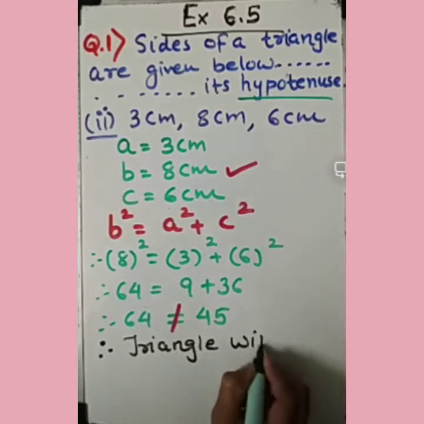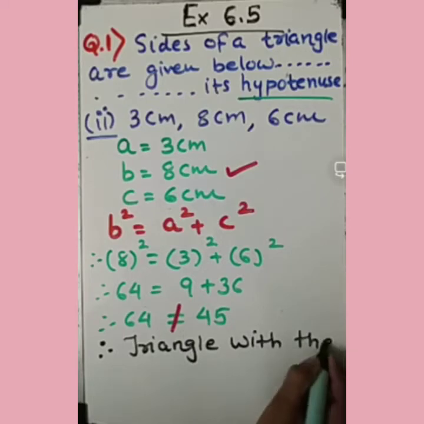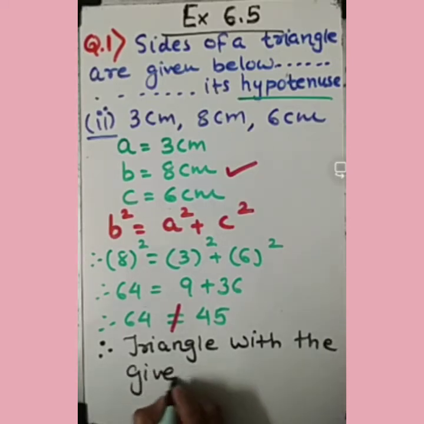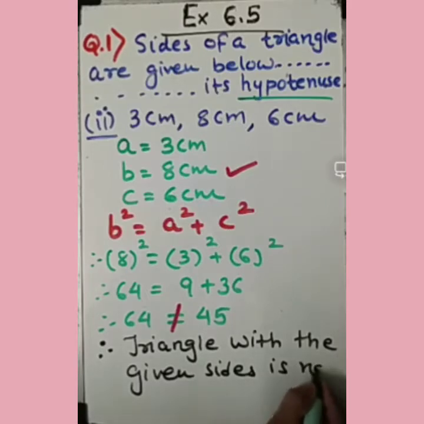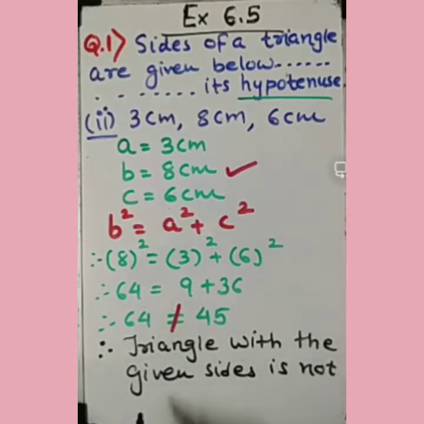Therefore, the triangle with the given sides is not a right angle triangle. I hope it's clear to you.